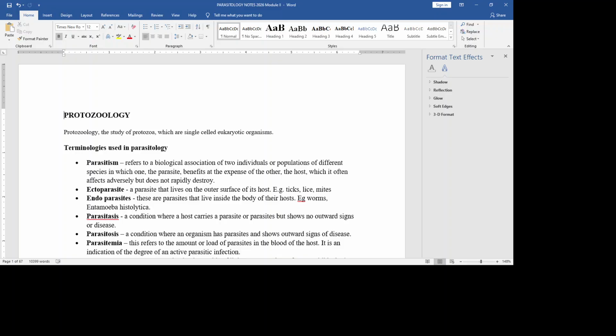Parasitism refers to a biological association of two individuals or populations of different species in which one, the parasite, benefits at the expense of the other, which is the host, and which it often affects adversely but does not rapidly destroy.